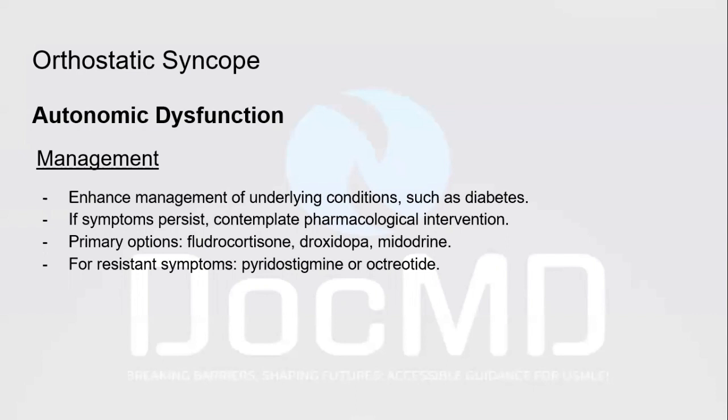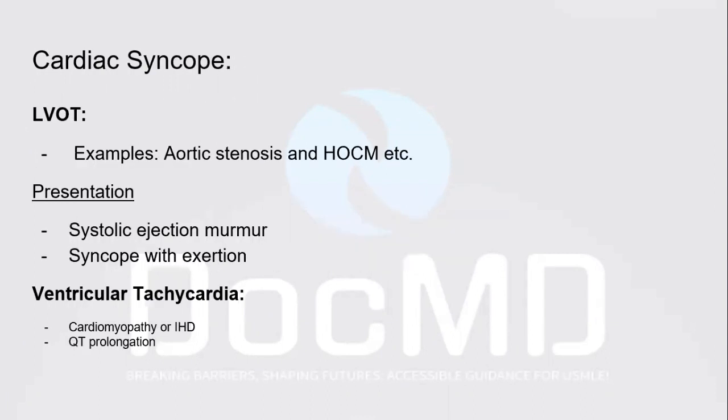Again, the next two points are not that high yield. They are not tested. I haven't seen them tested. The primary options are again steroids, midodrine, droxidopa. For resistant symptoms, we give pyridostigmine or octreotide. Again, these are not tested. I've just mentioned them over here.